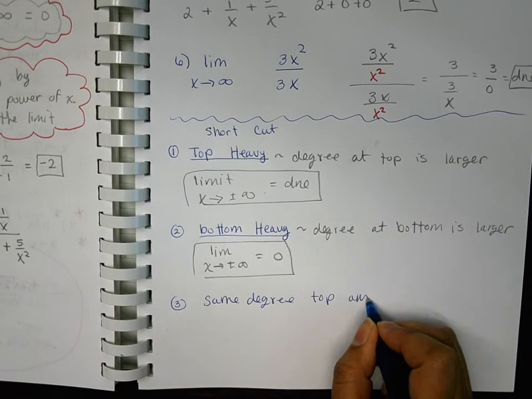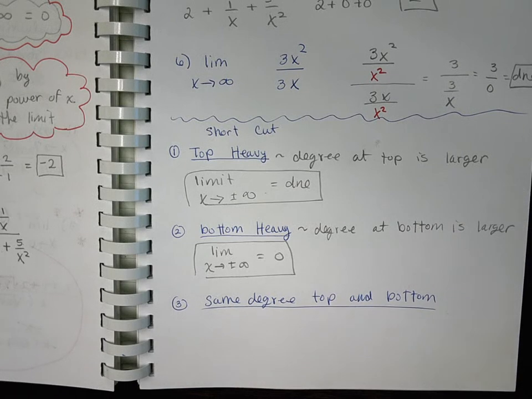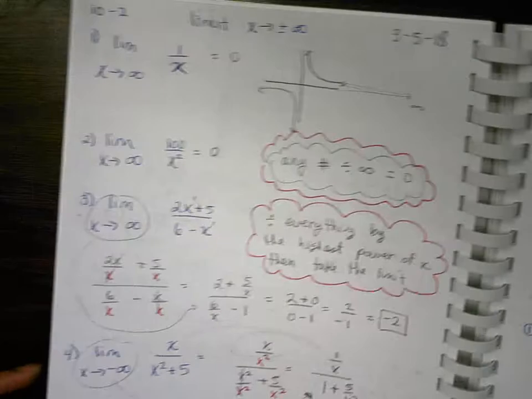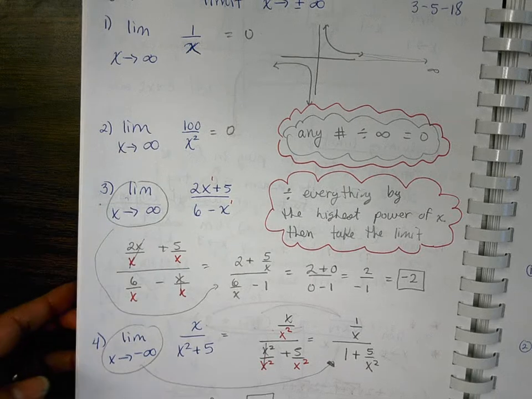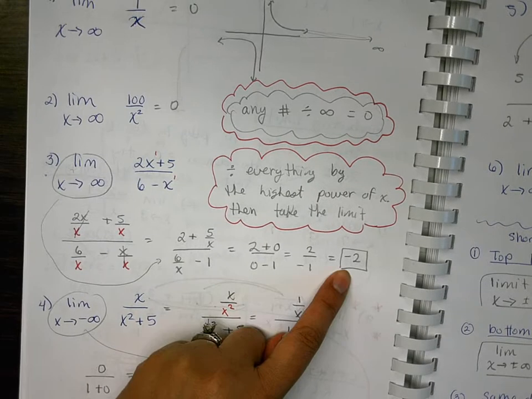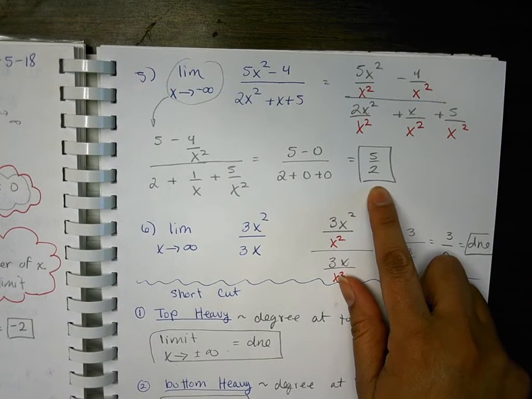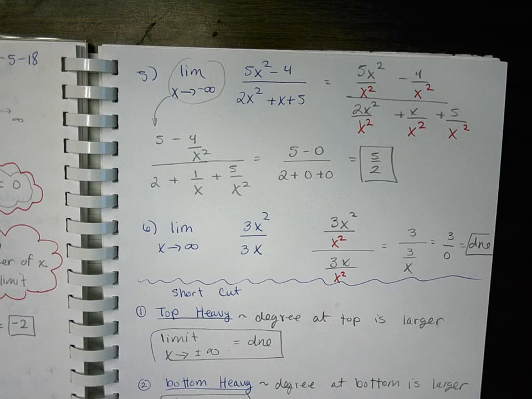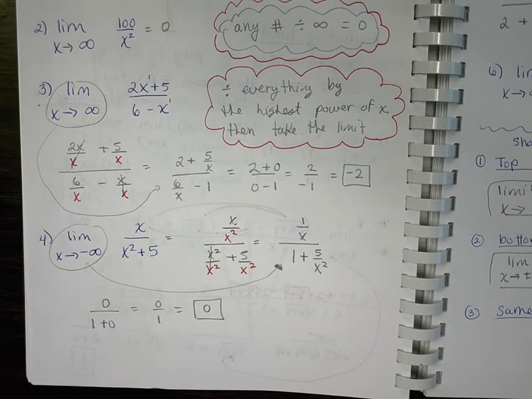Same degree, top and bottom. I don't have to explain that one because it's in the title. Same degree, top and bottom. All right, so how many of them did we have that were the same degree, top and bottom? Was number 3 same degree, top and bottom? And number 5? And what did number 3 come out to be? And what did number 5 come out to be? 5 halves? All right, so let's take a look and see.